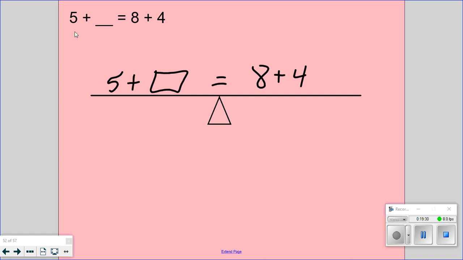It's not a guess. This side has all numbers, no mysteries. What is this side worth? It's worth 12, which means this side also has to be worth what? 12. All right. 5 plus mystery number. See the problem I see? It was a very, very similar problem. Yep. Balance, yes. Equal, yes.